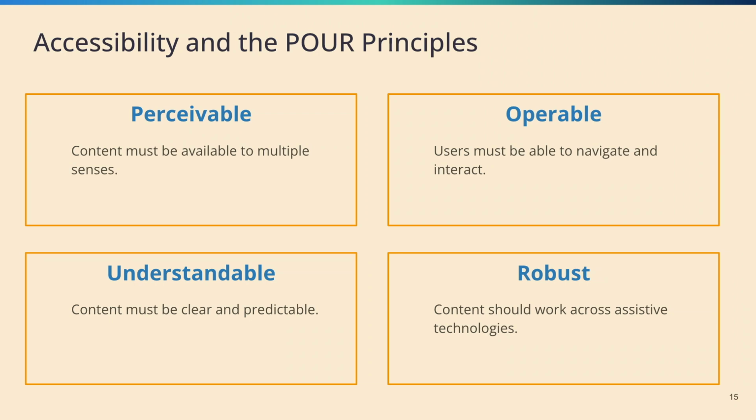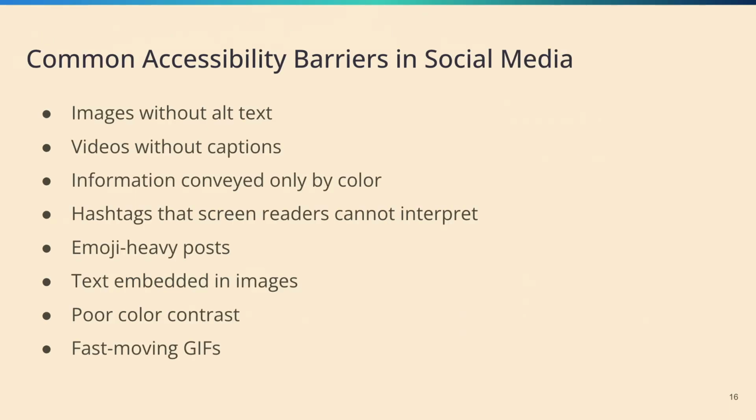Social media platforms are far from perfect, but I think our content creators, like I said, we do them a disservice when we don't train them. So typical issues that we see that create barriers in social media. This is not a full list, but these are the most common: images without alternative text, videos without captions, only identifying something by color.